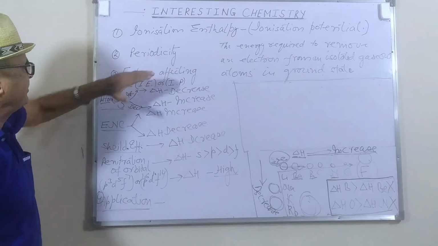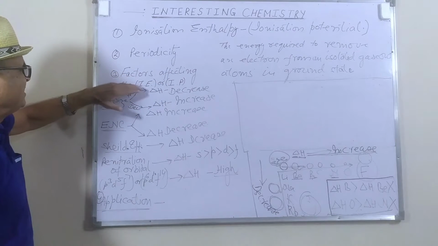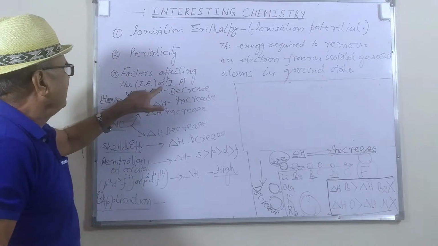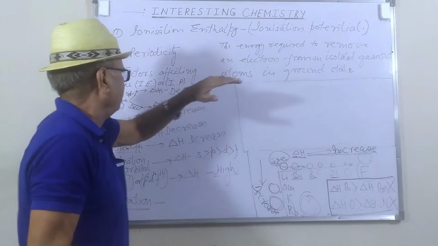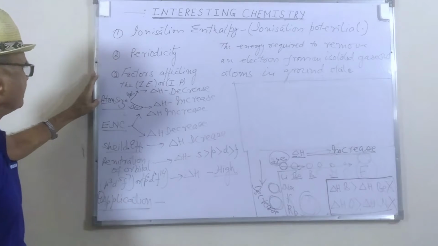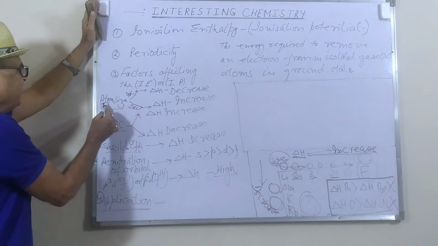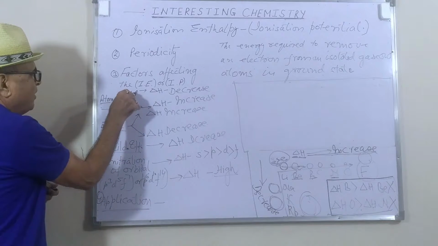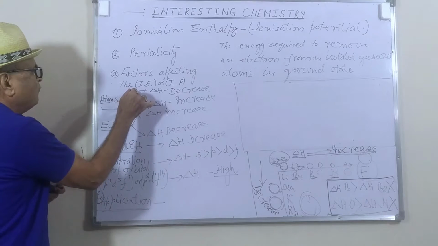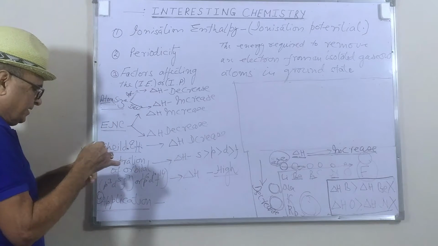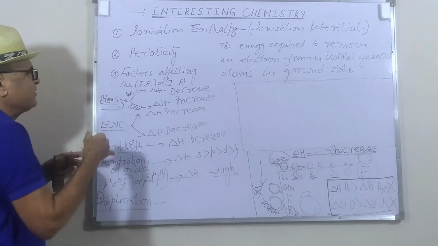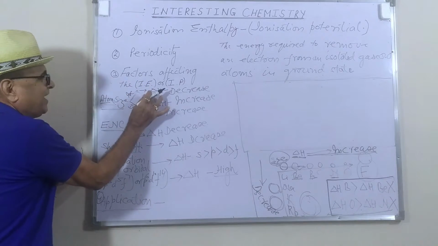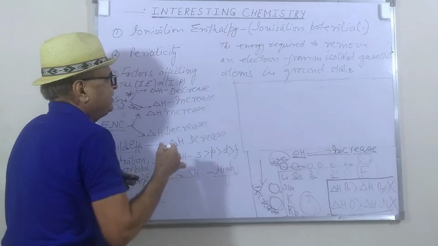I have explained the periodicity, the factors affecting the ionization, IE means ionization enthalpy, and IP, ionization potential. Factors affecting: these factors are the atomic size. I have written here the atomic size. I have shown with the arrow that this arrow is going upward. It means size is increasing. So on increasing of this size, delta H will decrease. I have written here.